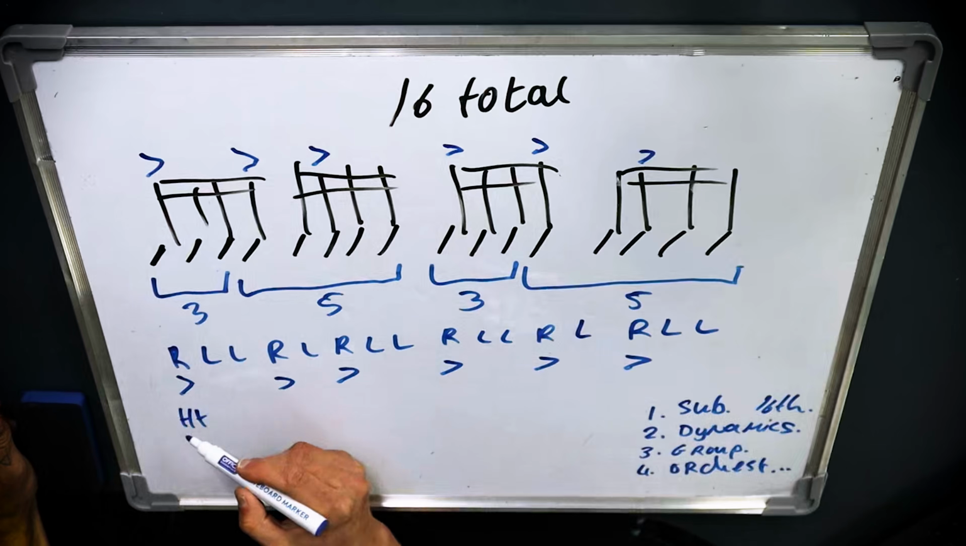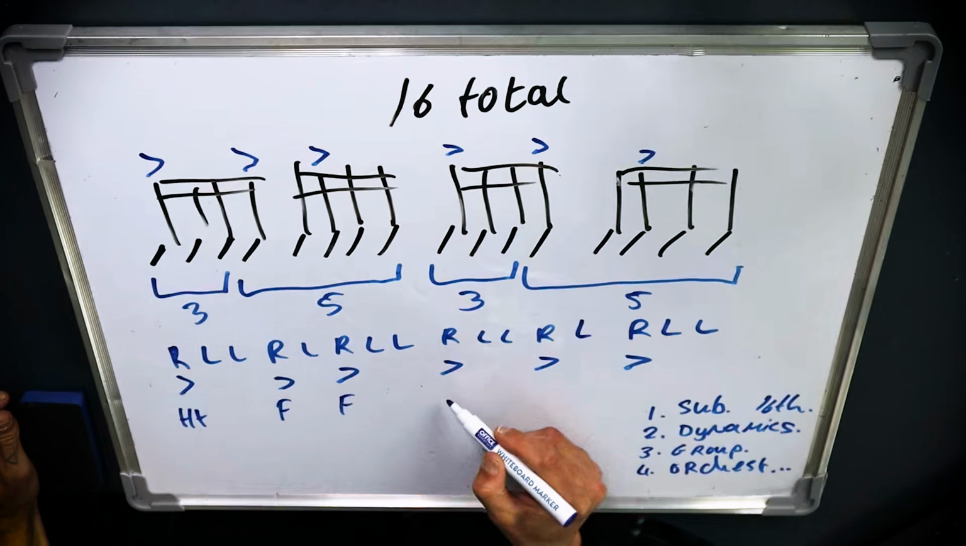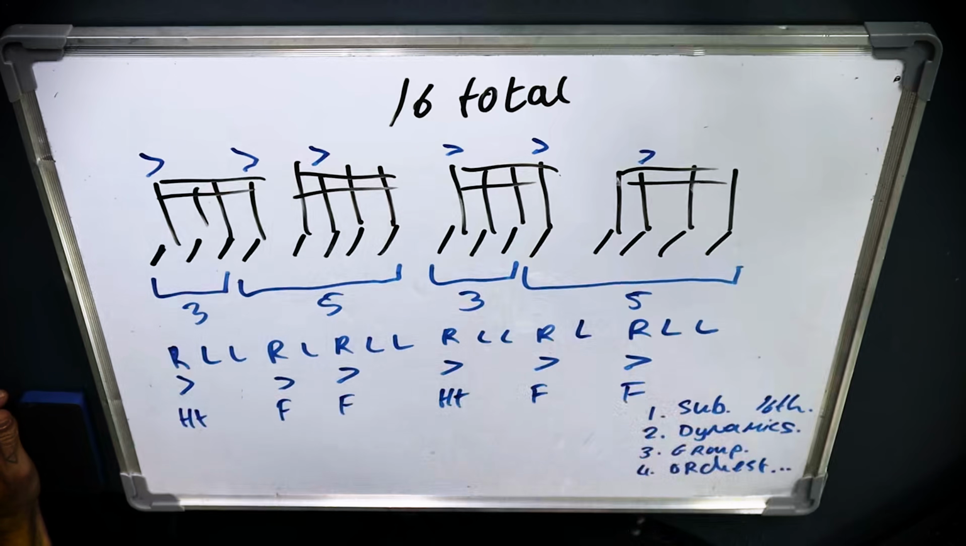Next up is actually combining those. So what I'll do is, hey, I'm going to play my high tom. So it's going to be HT. On the 3s and on the 5s, I'm actually going to play my floor. So high tom and then floor tom, floor tom. Let's see how that sounds.